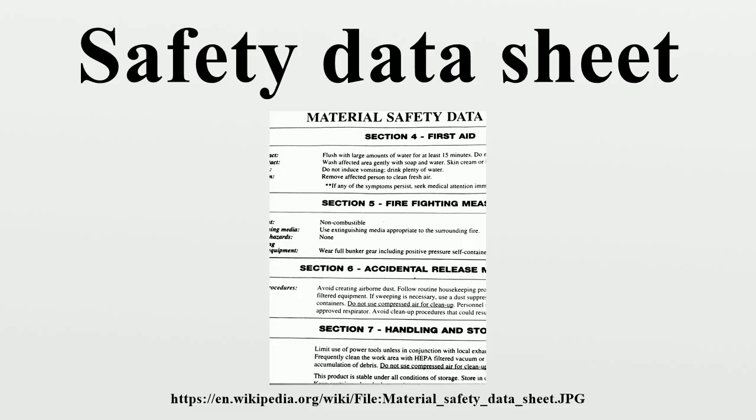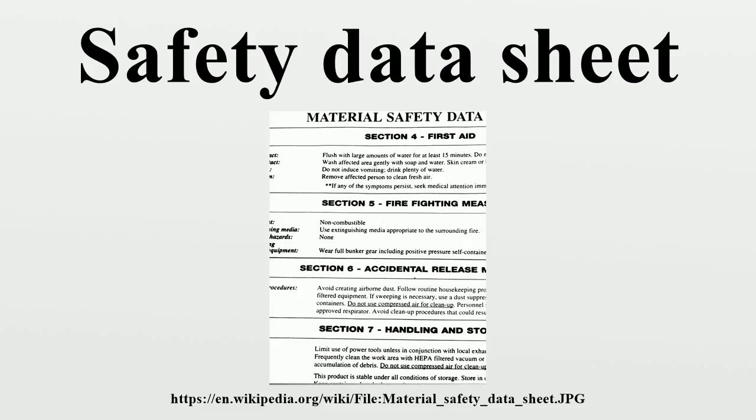6.1. Personal precautions, protective equipment and emergency procedures. 6.2. Environmental precautions. 6.3. Methods and material for containment and cleaning up. 6.4. Reference to other sections. Section 7. Handling and storage. 7.1. Precautions for safe handling. 7.2. Conditions for safe storage, including any incompatibilities. 7.3. Specific end use. Section 8. Exposure controls, personal protection. 8.1. Control parameters. 8.2. Exposure controls.